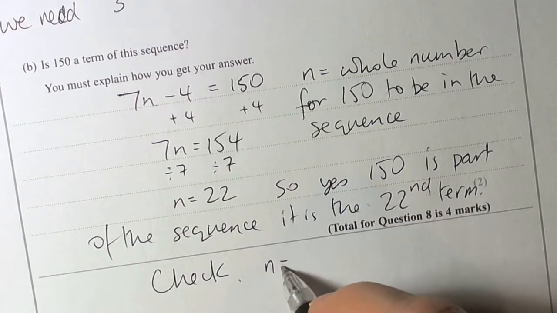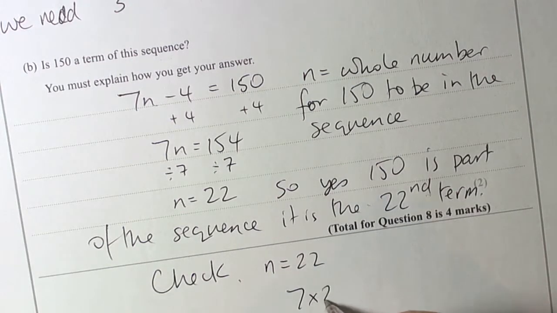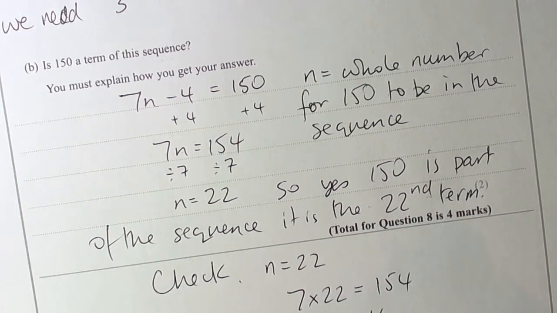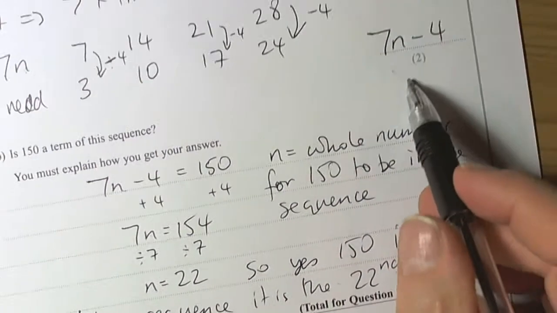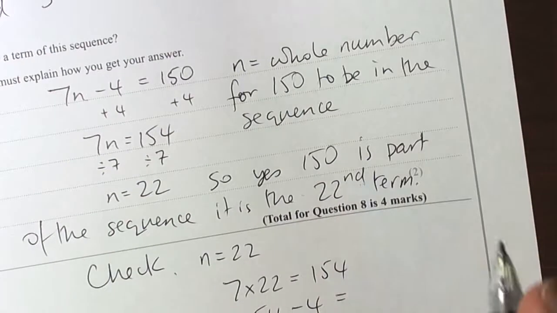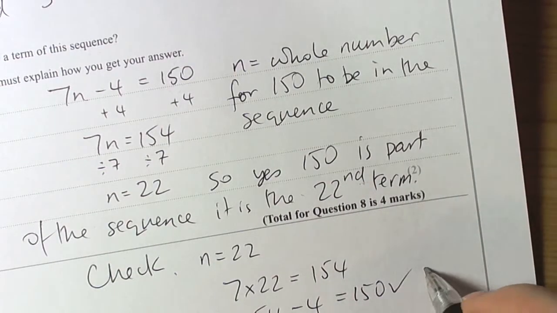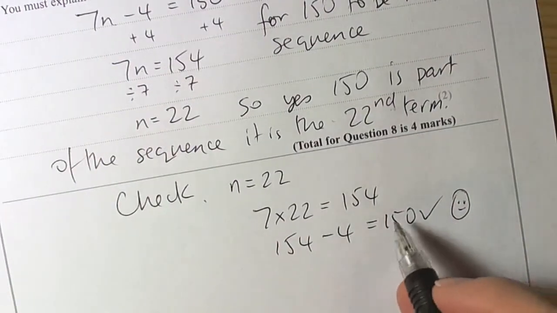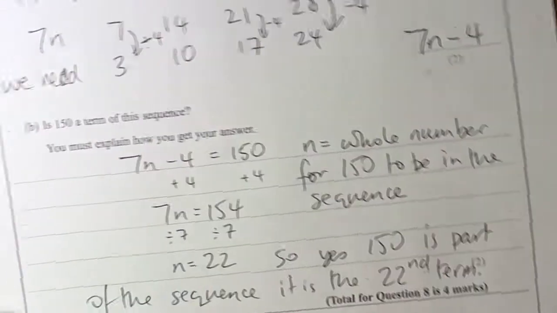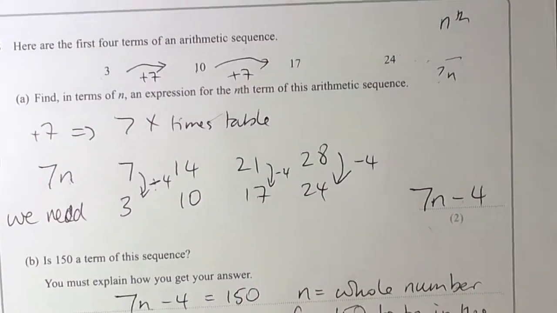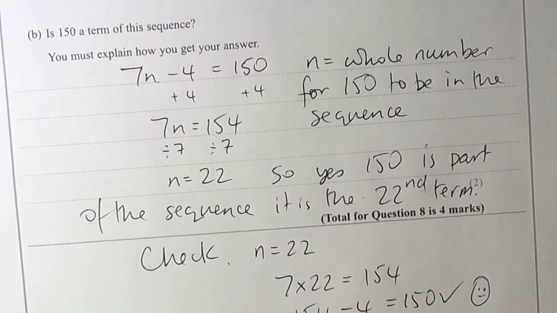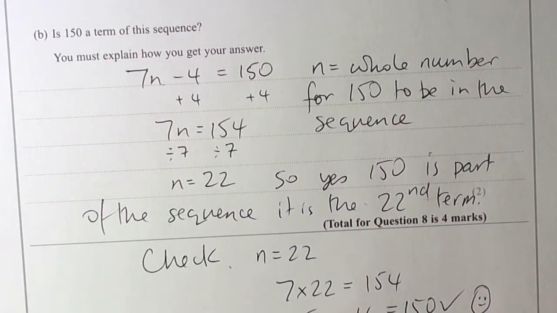So when n is 22, 7 times 22 is 154. 154, take away the 4, which is part of the rule, 7n take away 4, is 150. So yeah, our check showed us that the 22nd term is 150 for this sequence. So that's an example of finding the nth term rule for a sequence, and how we could then use that nth term rule to decide if another number is part of that sequence.